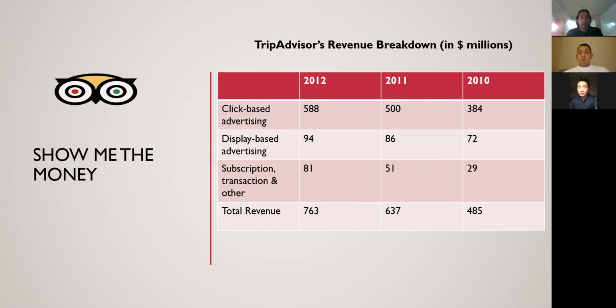In 2012, $588 million in click, $94 million in display, $81 million in subscription, transaction, and others. And so the total for 2012 was $763 million. So overall, from 2010 to 2012, there was a 60% increase in revenue.